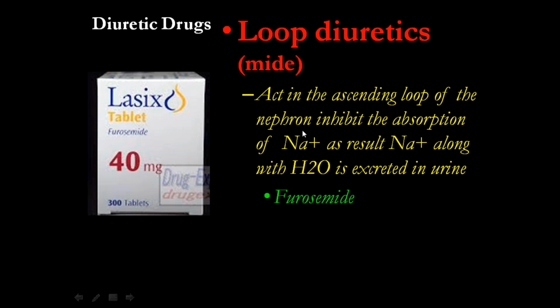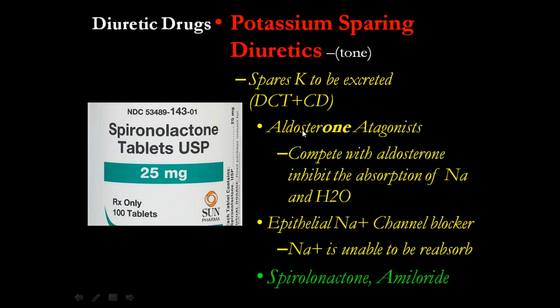So what do the loop diuretics do? First of all, they act at the level of the loop of Henle, and they inhibit the absorption of sodium. The prototype of this medication is furosemide.